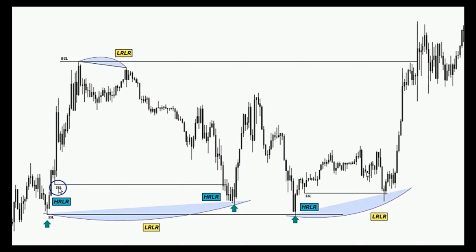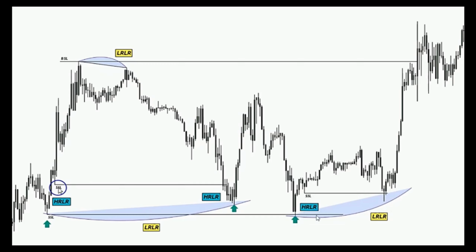So on the initial reaction to an HRLR, we generally don't expect the sell-side liquidity to get purged immediately, unless it pulls back and forms a new swing. When that new swing combines with the previous one to create an LRLR, that is when we expect the stops in that area to get hit.